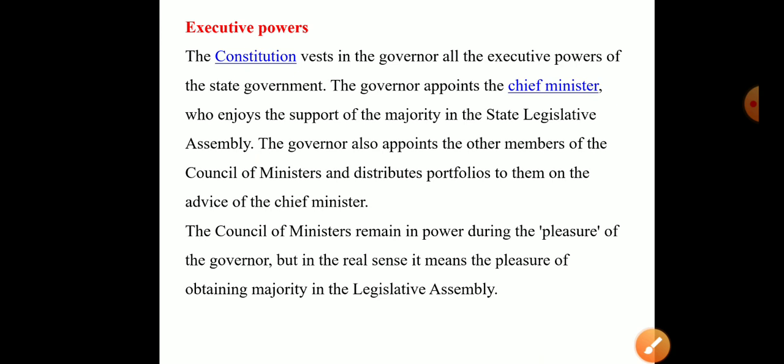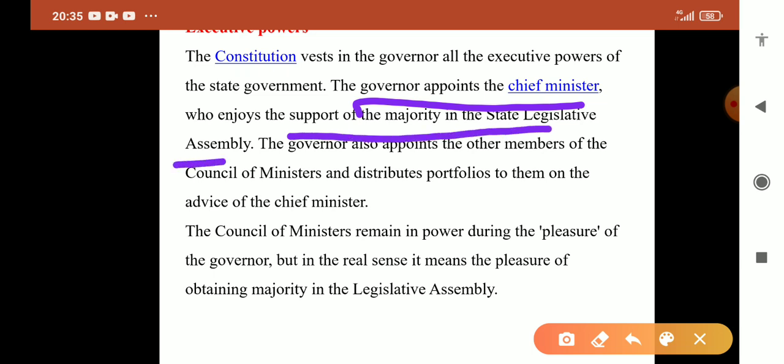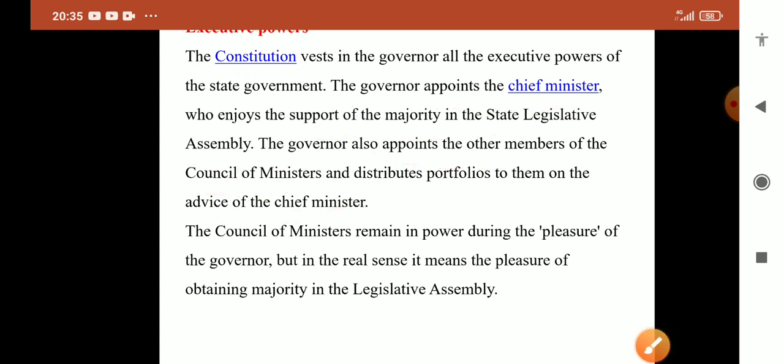Then executive powers, let us discuss it in detail. The Constitution vests the governor with all executive powers of the state. The governor appoints the chief minister. First, what does he do? Appoints the chief minister who enjoys the support of the majority in the state legislative assembly. The governor also appoints the other members of the council of ministers. This is executive power, and distributes portfolios also to them on the advice of the chief minister. So here, advice is compulsory on the governor.